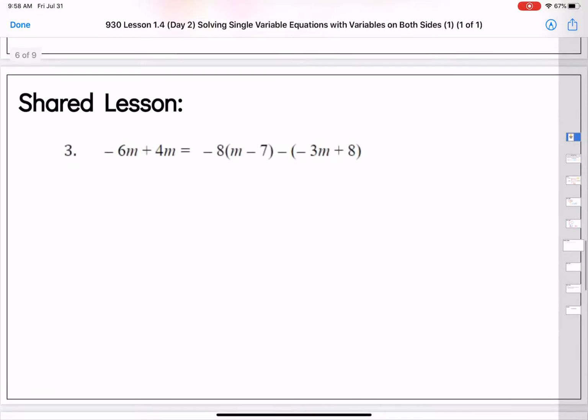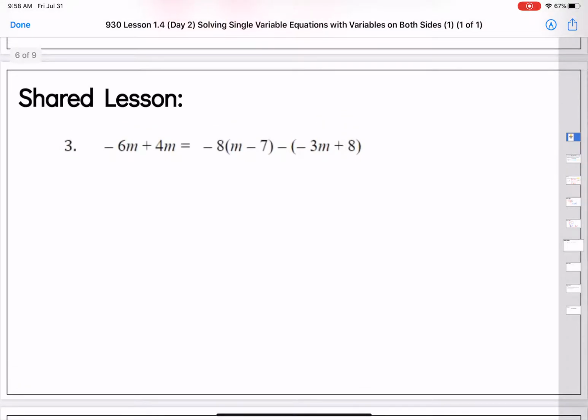What else we got? Oh, here we go. Lots going on in this one. Now be careful. We got a lot of negatives in this one. So go ahead and take a shot, but stay organized. Watch those negatives.